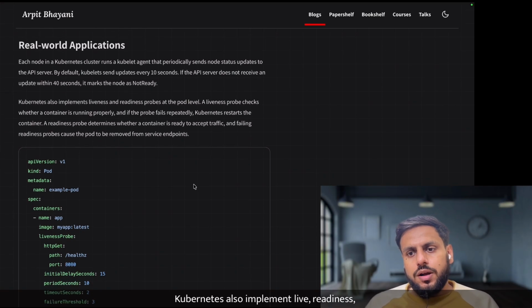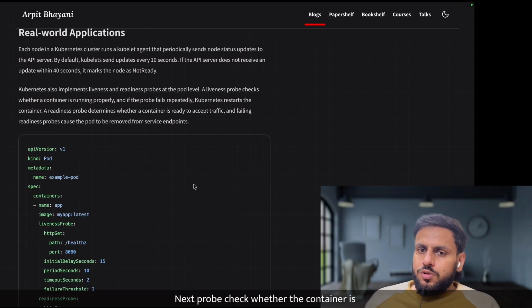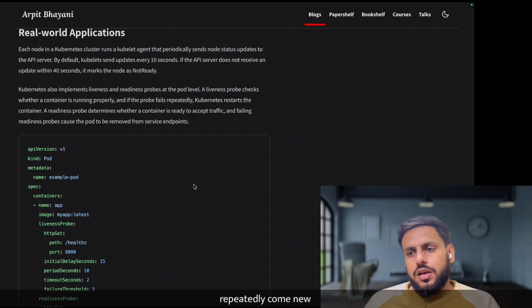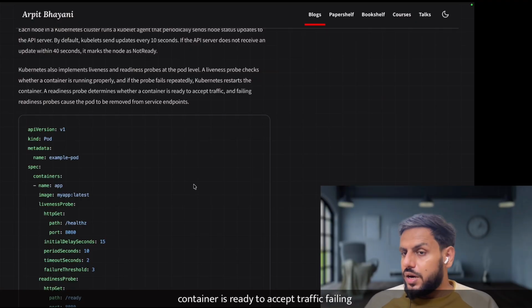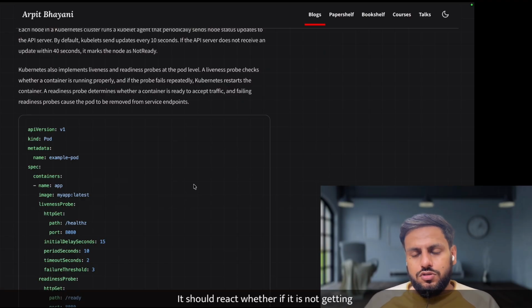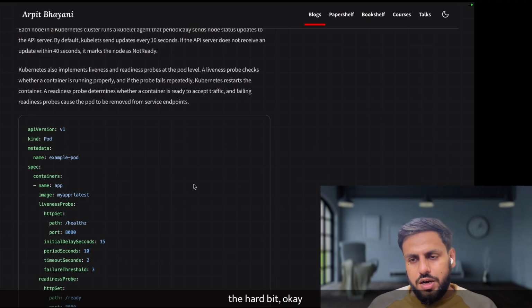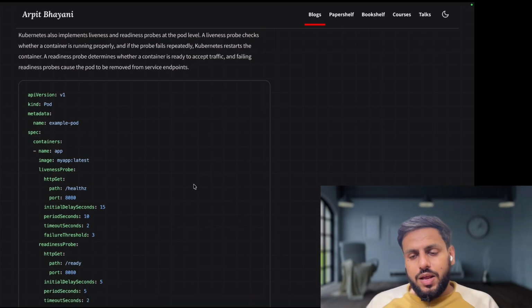Kubernetes also implements liveness and readiness probes at the pod level. A liveness probe checks whether the container is running properly or if it's failing repeatedly. If so, Kubernetes restarts the container. Okay, readiness probes determine whether the container is ready to accept traffic. Failing readiness probes cause the pod to be removed from service. It's the same way the system should react if it is not getting the heartbeat. Okay. Also, this Kubernetes thing we can deep dive into in some other video as well.